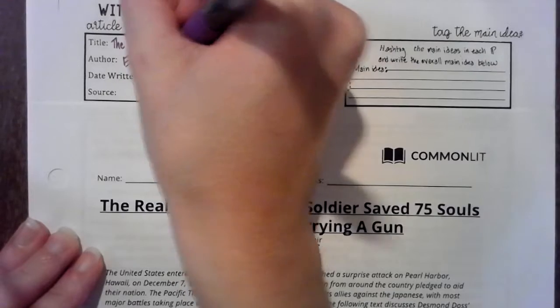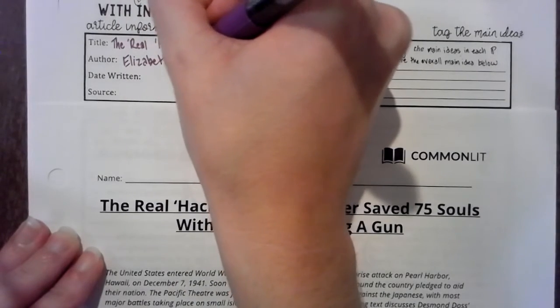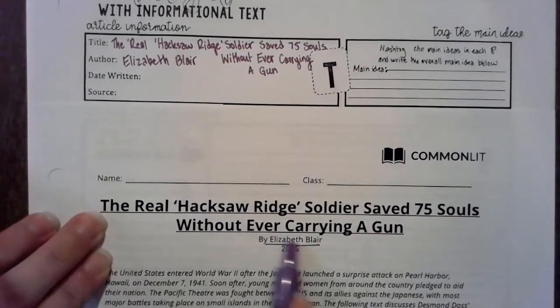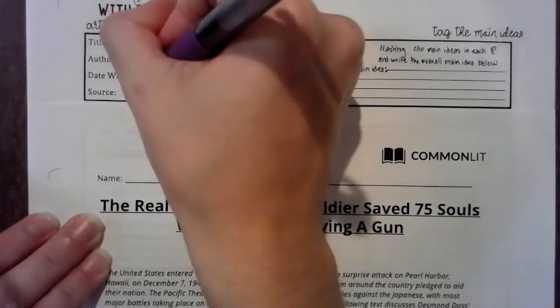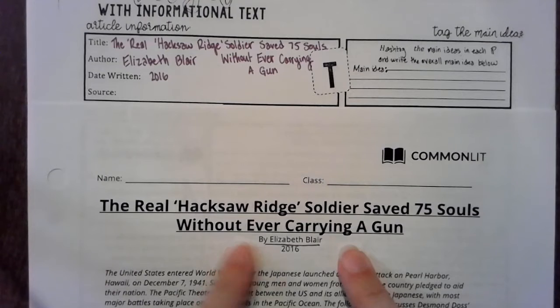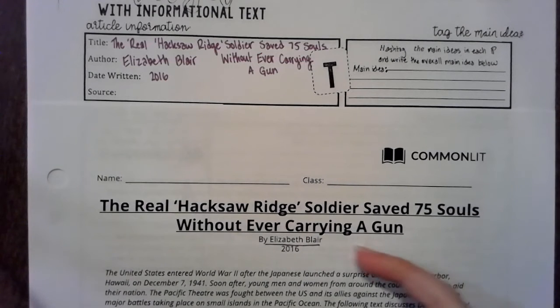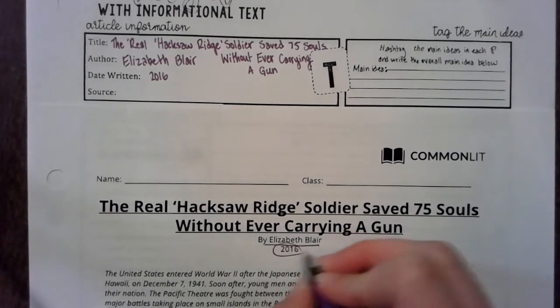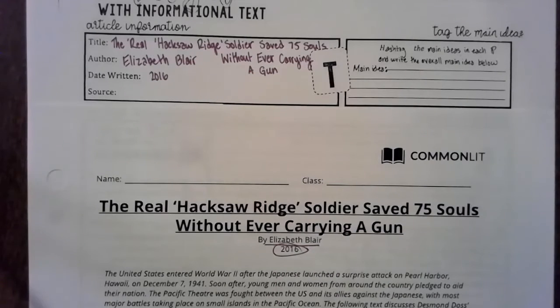Mine is Elizabeth Blair. And Common Lit is really nice in that they put their dates underneath. So our date written is 2016. If you get a newspaper, your date might be on the top of the newspaper, typically on the front. It'll tell you when it's written. Sometimes it'll be after the author's name, depending on where you get the article. But in Common Lit, it's always going to be right underneath.